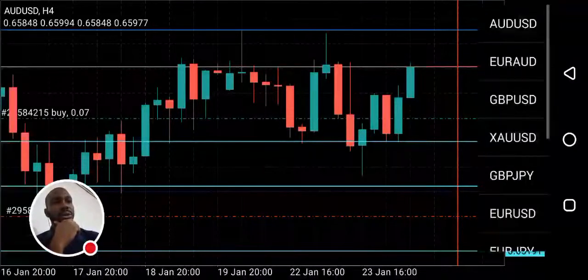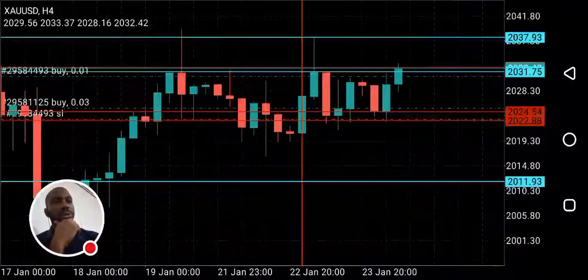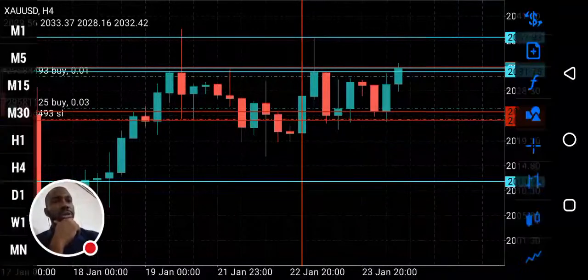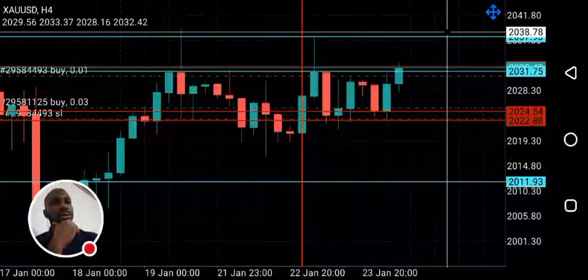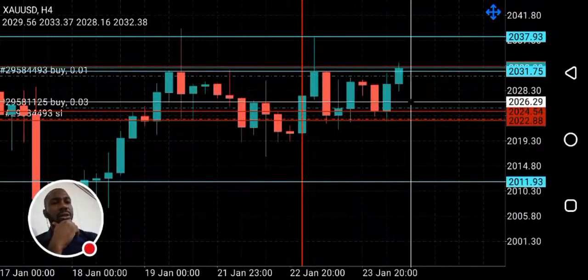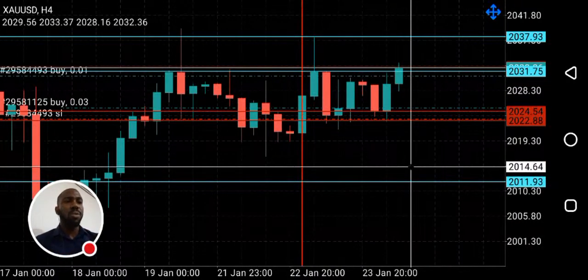Then on gold, let's see what's happening on gold. Gold also is still bullish. If price hits these highs, I would also add more trade, and on the previous trade, I will move stop loss to break even.